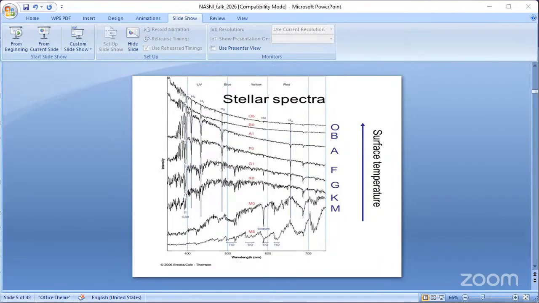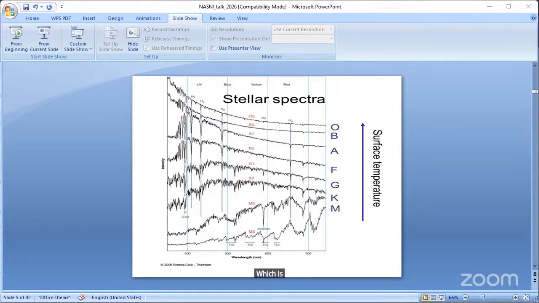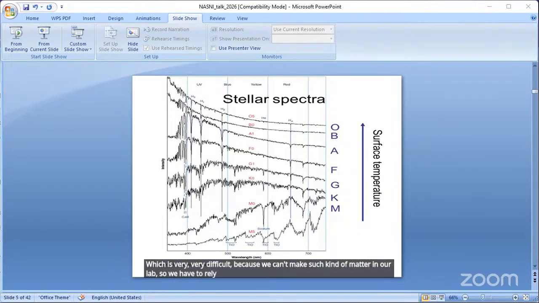These are general topics like the mass of white dwarfs, neutron stars, and black holes. If you know the mass of a white dwarf and neutron star in a binary, the importance is that we can understand the equation of state of these white dwarfs and neutron stars, which is very, very difficult because we can't make such kind of matter in our lab. So we have to rely on observation of these white dwarfs and neutron stars.